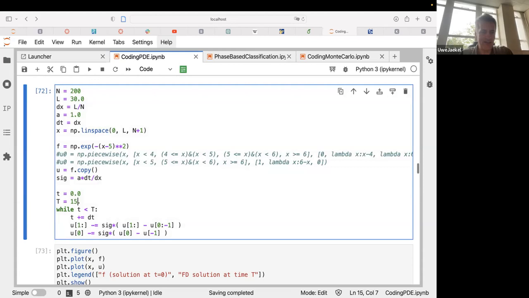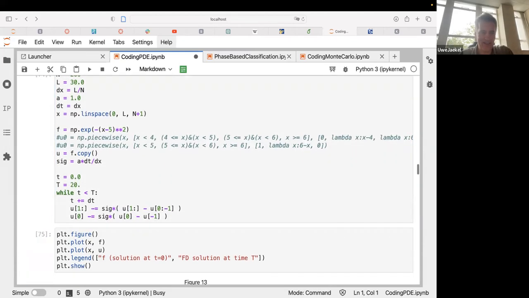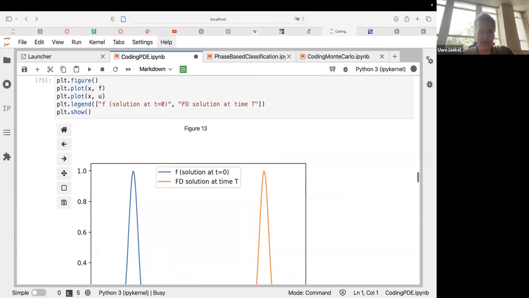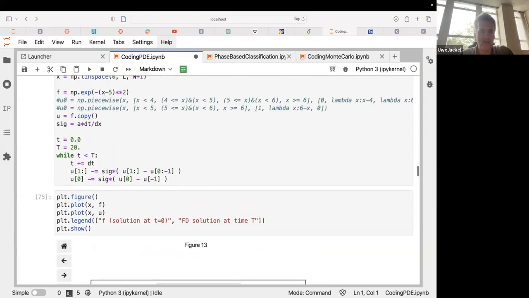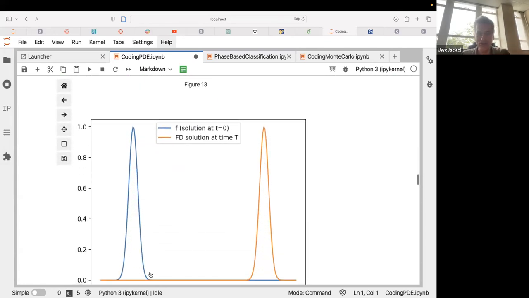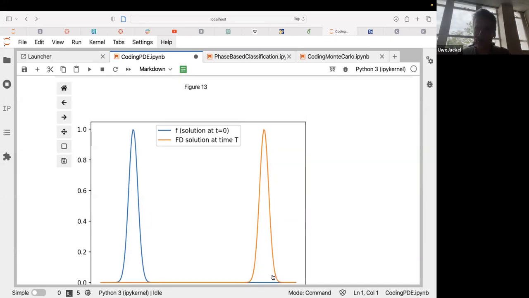Let's go ahead by 20 steps, then it should have moved to position 25. Keep in mind, this is a numerical solution. This is different from the method of characteristics. We have done this numerically here now.